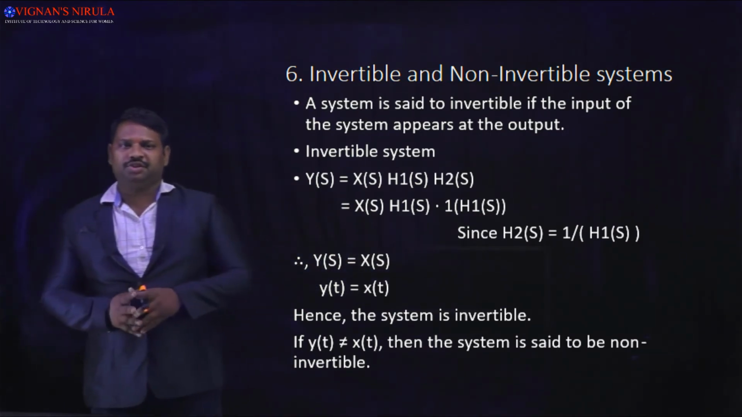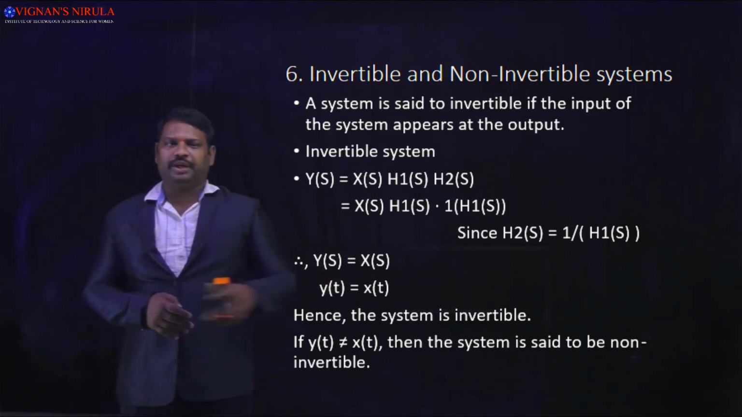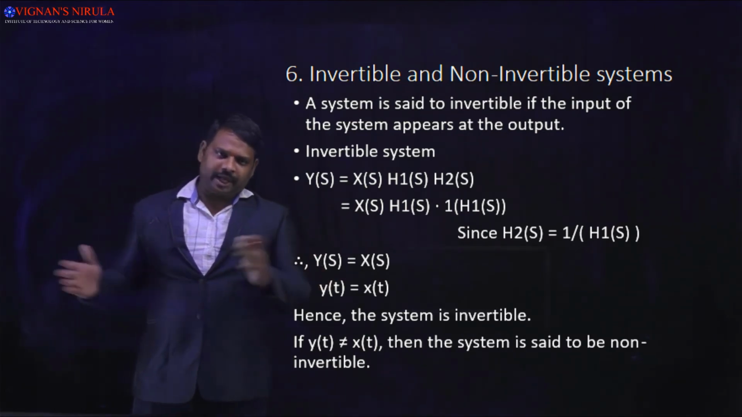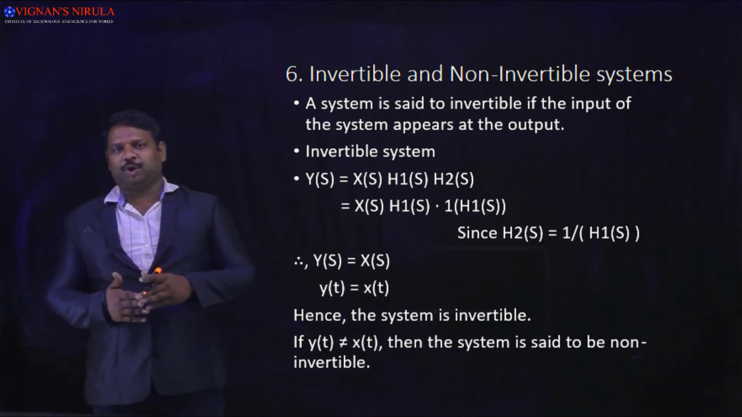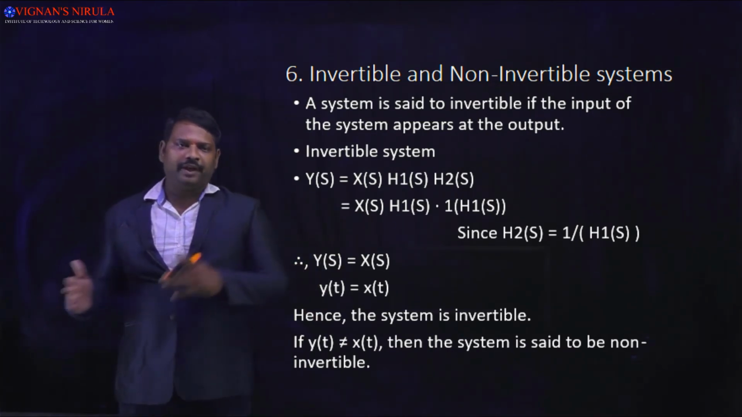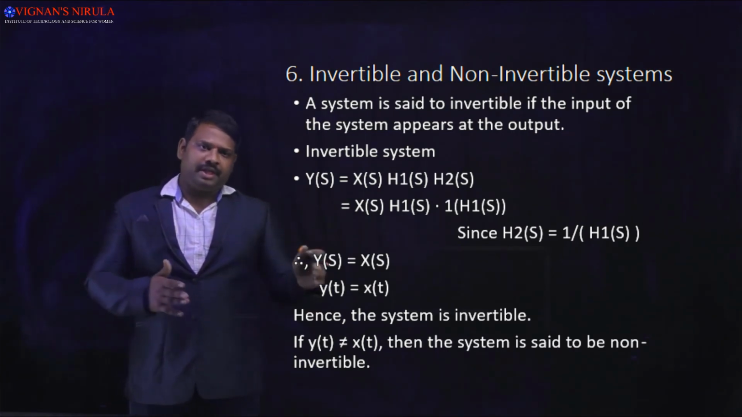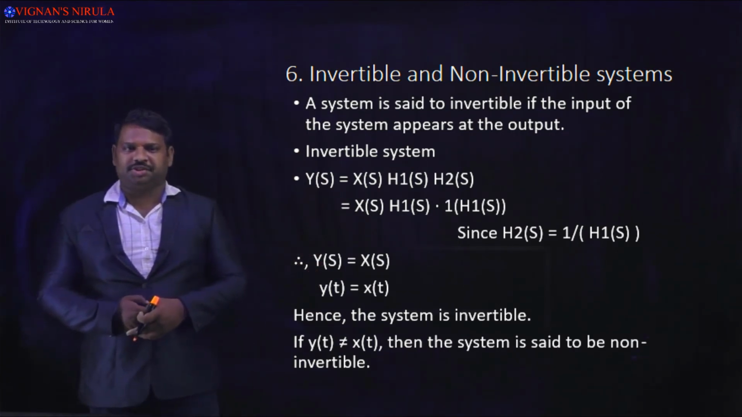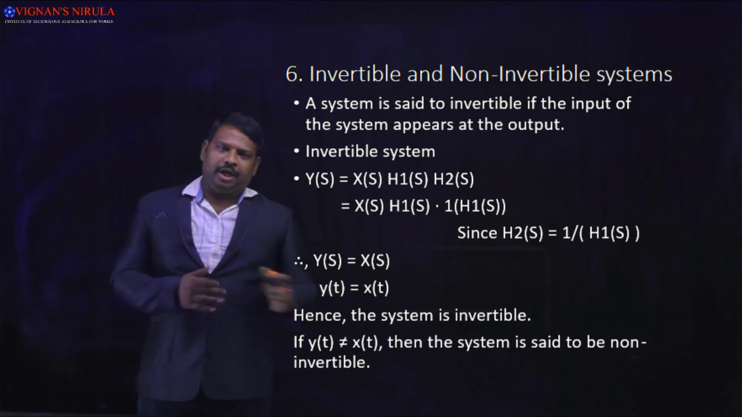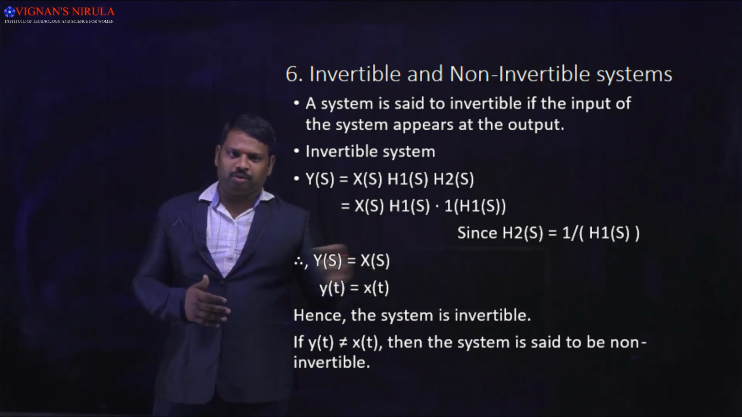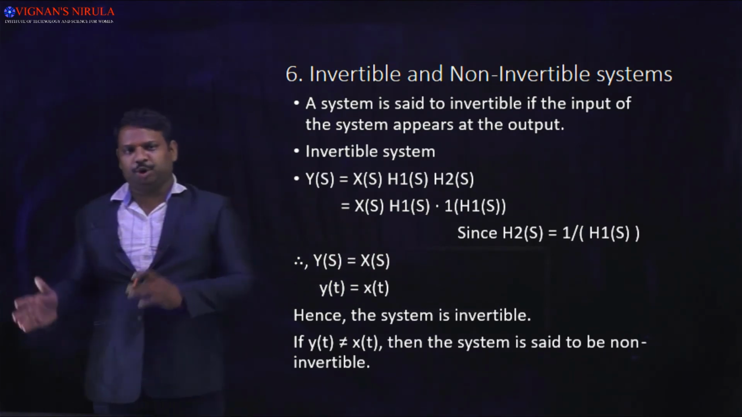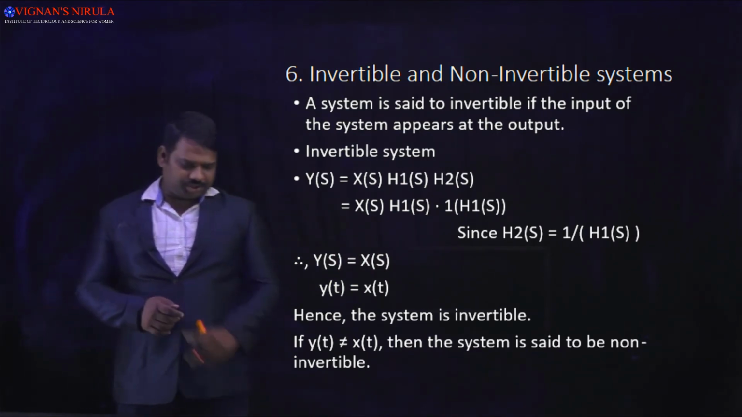Therefore, h1 of s and 1 by h1 of s get cancelled. Therefore, y of s is equal to x of s. That's y of t is equal to x of t. That is the same. The output and the input will be the same. That's y of t is our output, x of t is our input. When the output and the input are the same, then it is called an invertible system. When y of t is not equal to x of t, then the system is said to be called a non-invertible system.